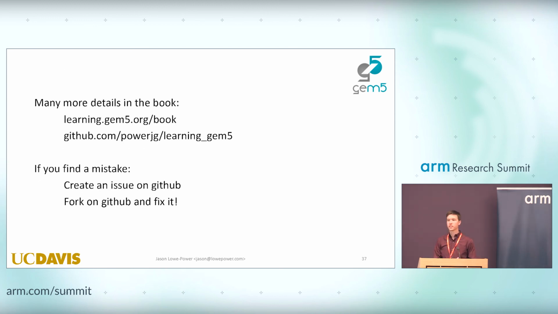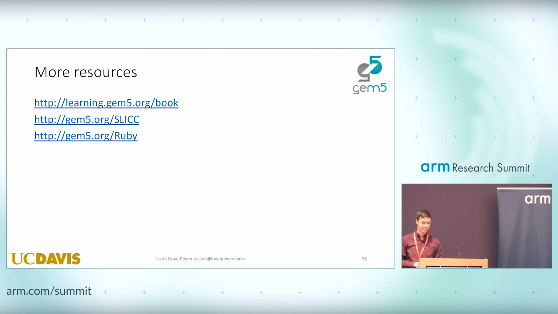Okay, so there are a lot more details in the book. 30 minutes is not nearly enough time to talk about how to write a coherence protocol. As you're going through, if you look at this book and you find a mistake, which I'm sure you will, because I wrote this section over the past couple days, send me an email, let me know, or if you're really awesome, you can just fix it for me and send me a pull request on GitHub.